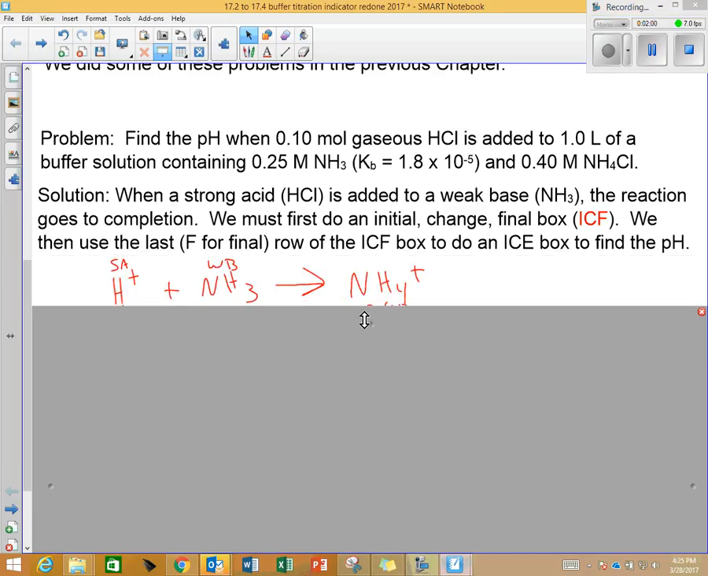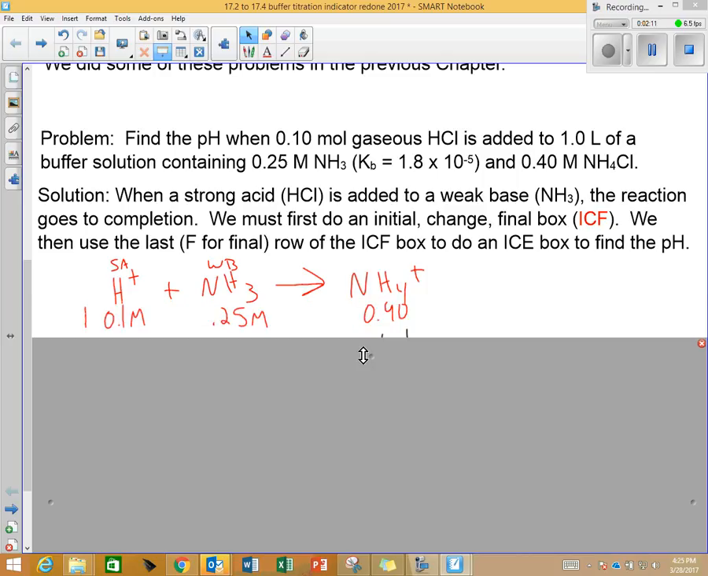So we set up the reaction and we set up an ice box. We have our H+, the strong acid, and NH3, the weak base, forming the conjugate weak acid. We put in our initial row what we know about the initial concentrations. One quick thing, you can do moles or molarity in an ICF box. Unlike the ICE, where you have to do only molarity. You're not allowed to do moles in an ICE. But we have an ICF. I did molarity here. You could have done moles.